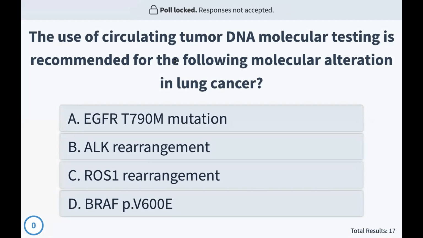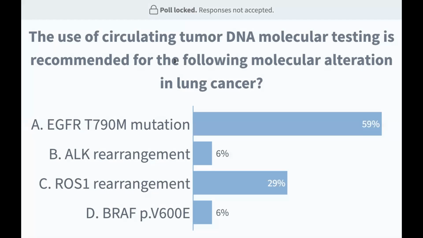Time's up. Currently, the use of cell-free plasma DNA as a sample, also known as liquid biopsy, is recommended to detect EGFR exons 18 to 21, including the T790M mutation. So the correct answer here is letter A. However, keep in mind that testing of the tumor sample is still recommended if the plasma result is negative due to its limited sensitivity.